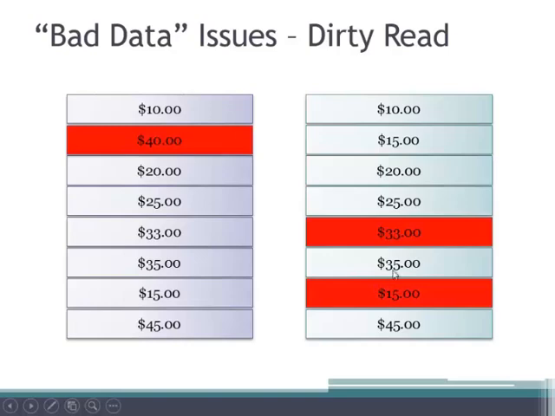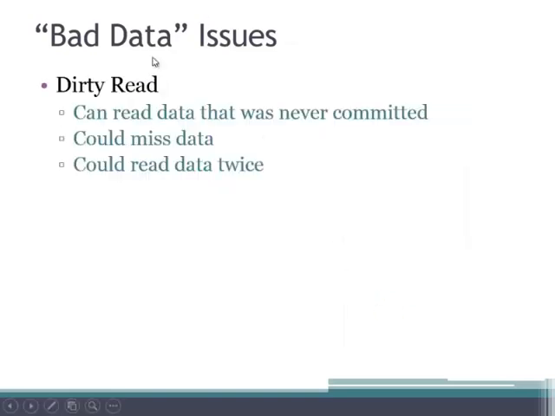In addition, we received the $15 price in our result set twice. That's because it was moved from an earlier spot to a later spot while our query was running, and we picked it up two times. These three types of issues are called dirty reads. These are the things that can happen. You can read data that was never committed, and that's the one that people usually think of when they think of a dirty read, is data that didn't actually exist. But likewise, we could miss data or read data twice. These three types of issues are called a dirty read.